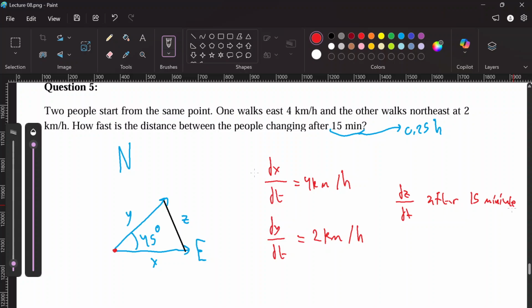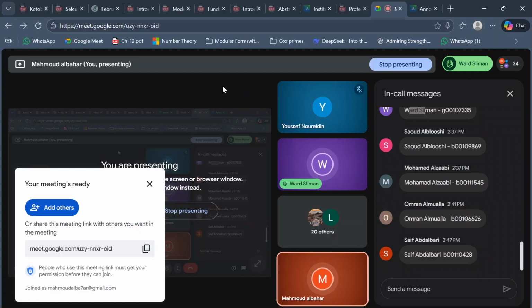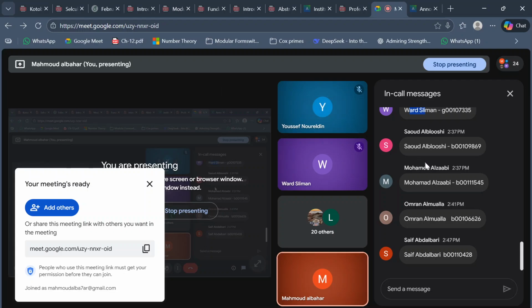What is the meaning of this 15 minutes in terms of x and y? I mean, but before that, what's the formula relating this data? What do you think? Who wants to participate?